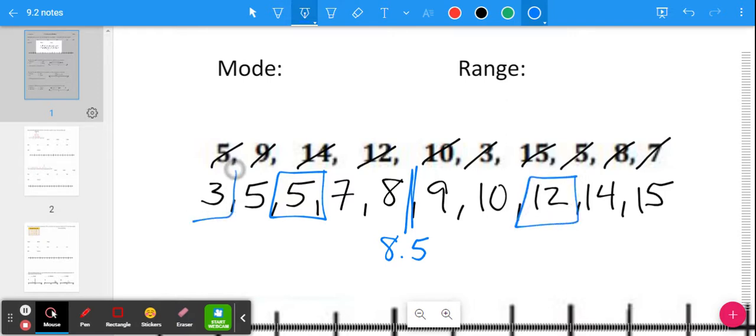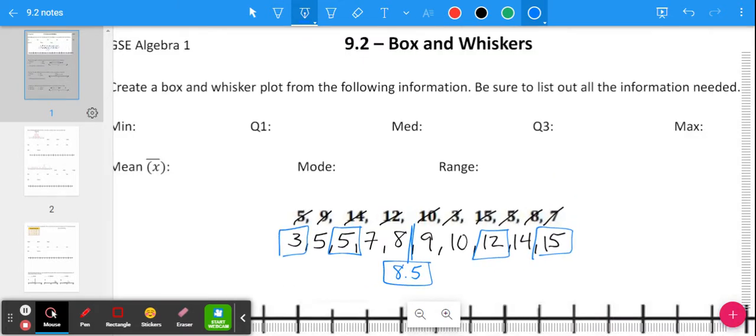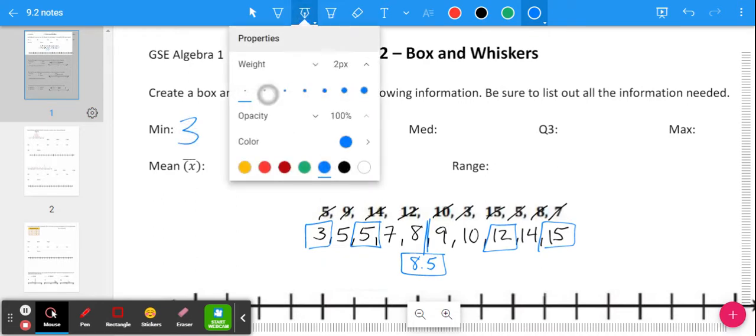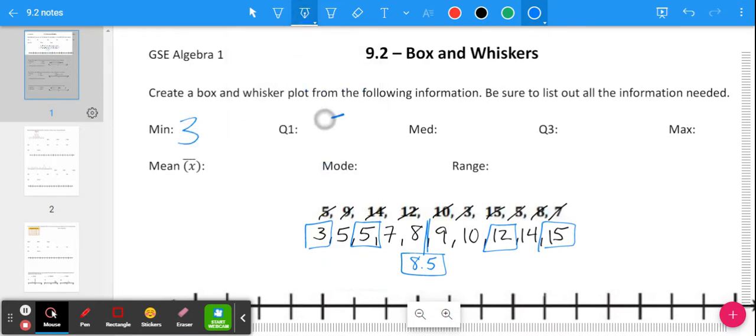And then our minimum and our maximum. So now we have all 5 pieces needed in order to graph our box plot. So the minimum was 3. Our Q1 is 5. Our median is 8.5. Our Q3 is 12. Max 15.